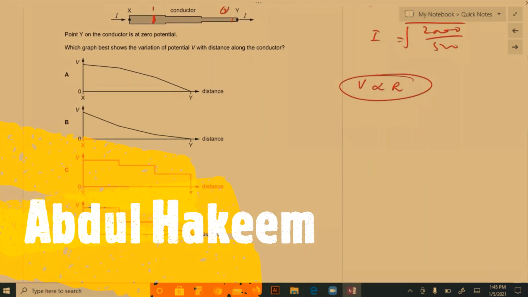So we have to select the graph. So this A, yes, small decrease, then large decrease, then larger. So A is the option.